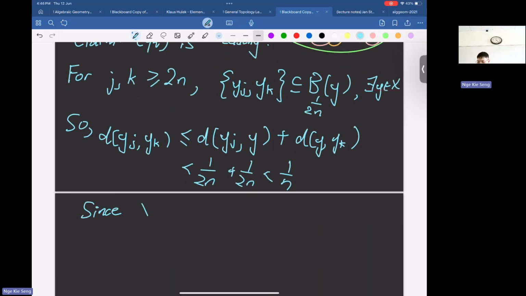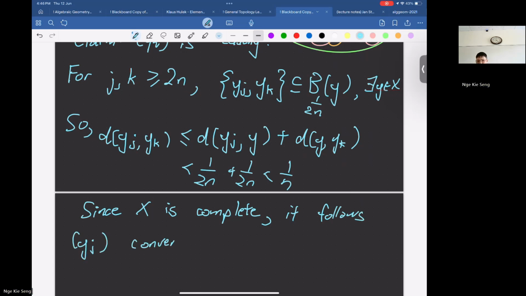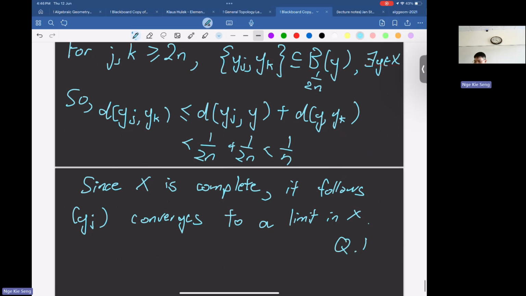Since X is complete, we go from subsequence to Cauchy sequence and then complete. It follows that this subsequence here converges, and this is the convergent subsequence that you want. A bit involved, but a very standard proof in analysis.